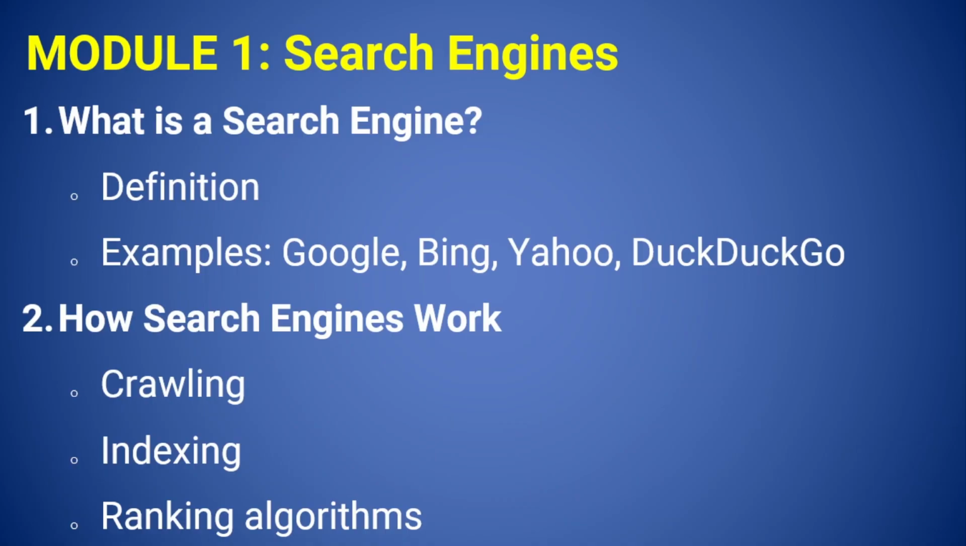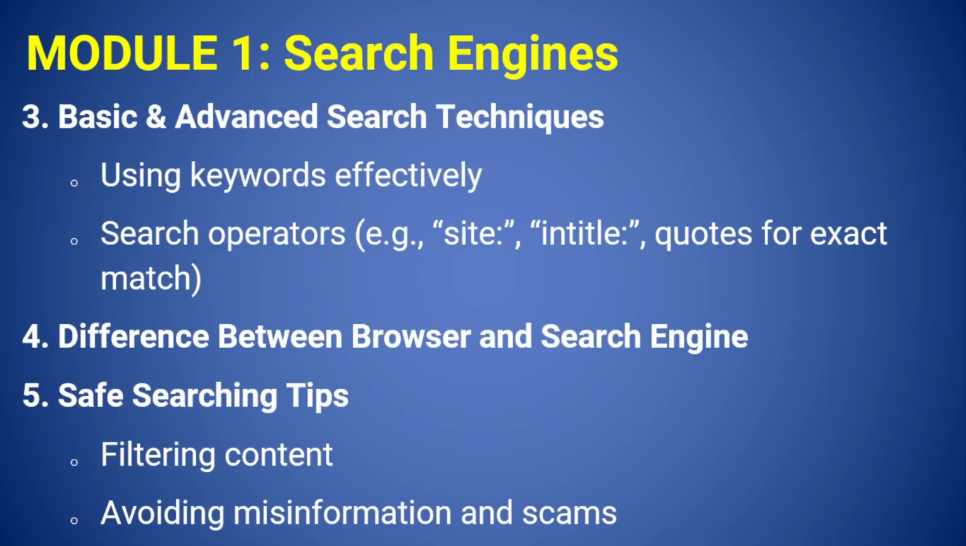First, we are starting with module 1, where we are talking about search engines. We begin with what is a search engine: definition and examples, for example Google, Bing, Yahoo, DuckDuckGo, and then we'll go to how search engines work. We'll talk about crawling, indexing, and ranking algorithms. And also we move to part 3, where we'll be talking about basic and advanced search techniques, using keywords effectively. Search operators, for example site, intitle, and quotes for exact match. And we'll talk about the difference between browsers and search engines. And also we'll talk about safe searching tips online, for example filtering content, avoiding misinformation and scams.